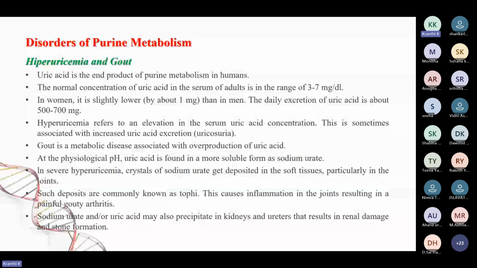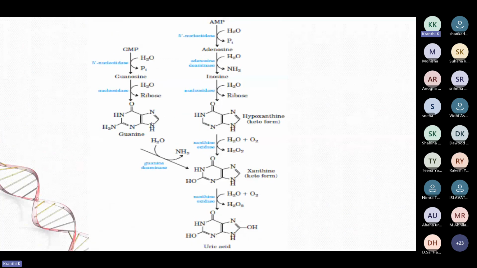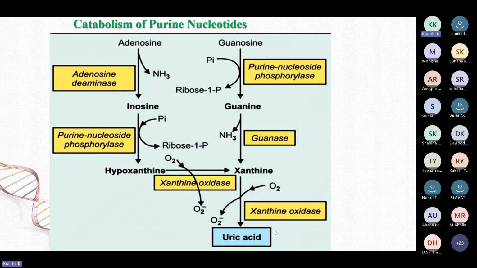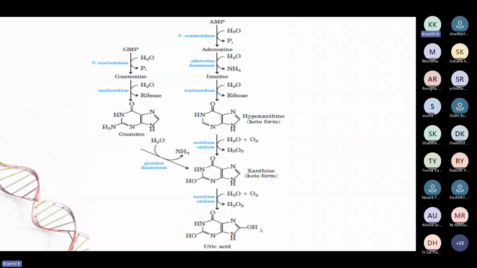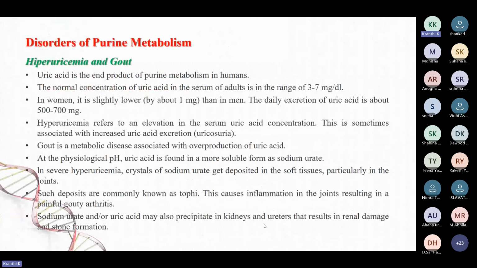Then coming to the disorders of the purine metabolism. What is the disorder of the purine metabolism? See, when the purines are metabolized, then the uric acid will form. The metabolism here means maybe the construction or maybe the destruction. So uric acid is the end product of the purine metabolism in human beings.